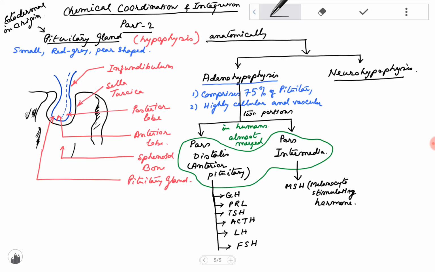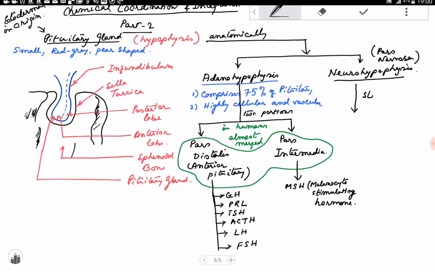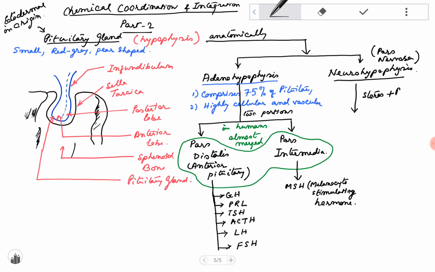And neurohypophysis, it is also known as pars nervosa. It stores and releases two hormones, namely oxytocin and vasopressin. Okay.